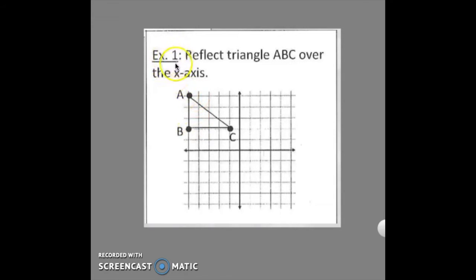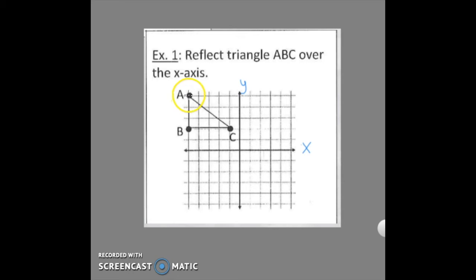Okay, let's look at example 1. Reflect triangle ABC over the x-axis. So I'm just going to go ahead and label the x-axis for you. So here's my x, and remember, this is my y. So we are just going to reflect over the x-axis. So I'm going to take triangle ABC and reflect it over the x-axis. Now, here's what we're going to do. We're going to take each and every point, and then we're going to find out the distance between each point from the x-axis.